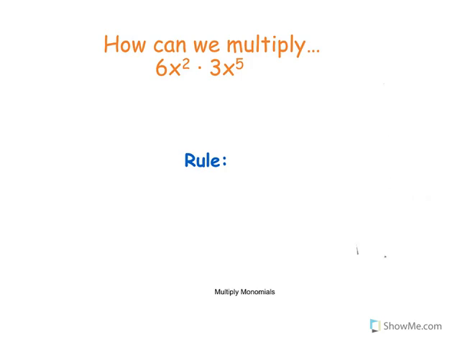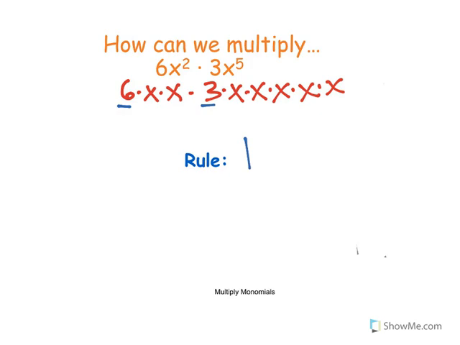Well, let's start by breaking them down. So 6x squared is 6 times x squared, which is x times x. And 3x to the 5th is 3 times x, 5 powers of x. Well, what can I do? Well, I know that 6 times 3 is 18. And I know that if I count up all those powers of x, 1, 2, 3, 4, 5, 6, 7, that I've got x to the 7th.